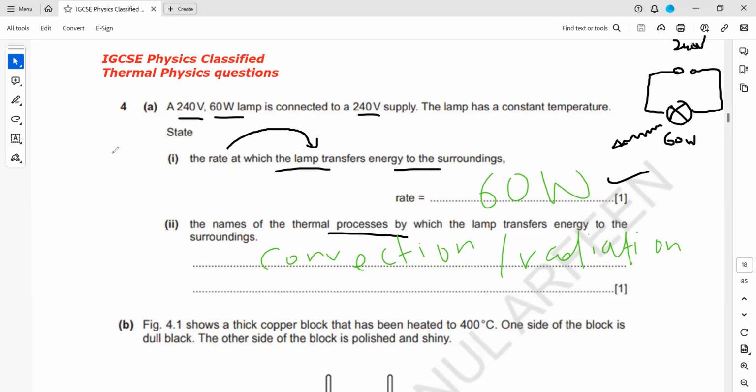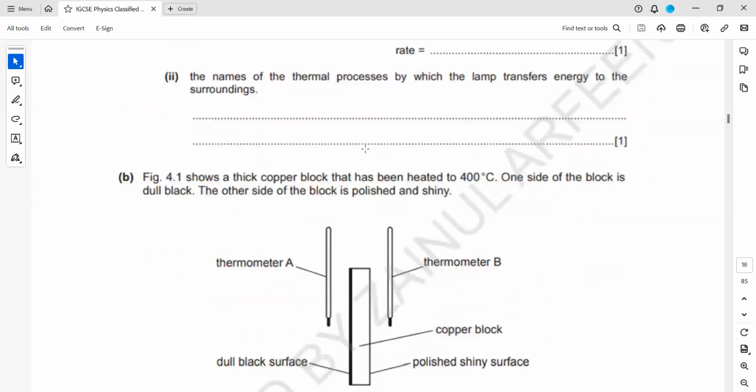Even conduction is acceptable. Why is conduction acceptable? Because of the heat energy from the lamp, when it comes in contact with the air, first the conduction happens, because that's how the energy is first transferred to the air, and then from the air the convection happens. Hot air will rise up and the cold air will move down. So even conduction is acceptable here. Radiation and convection are more appropriate.